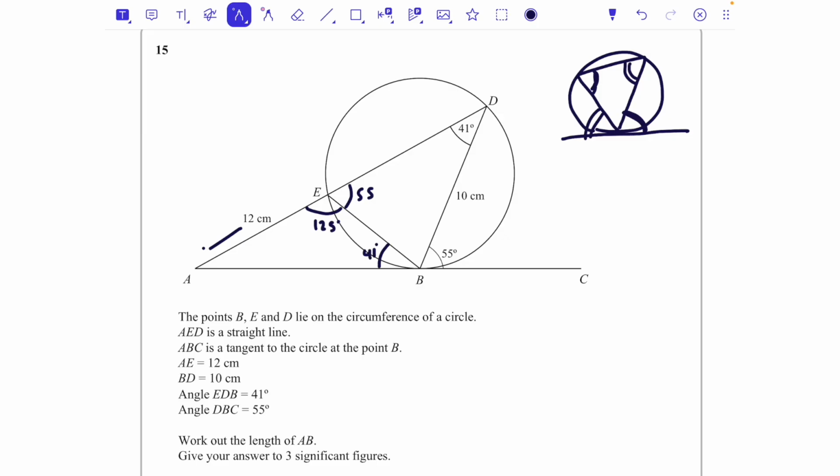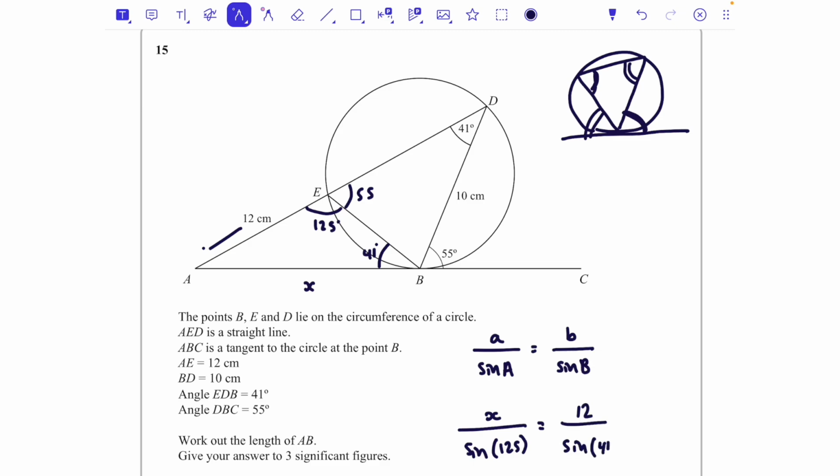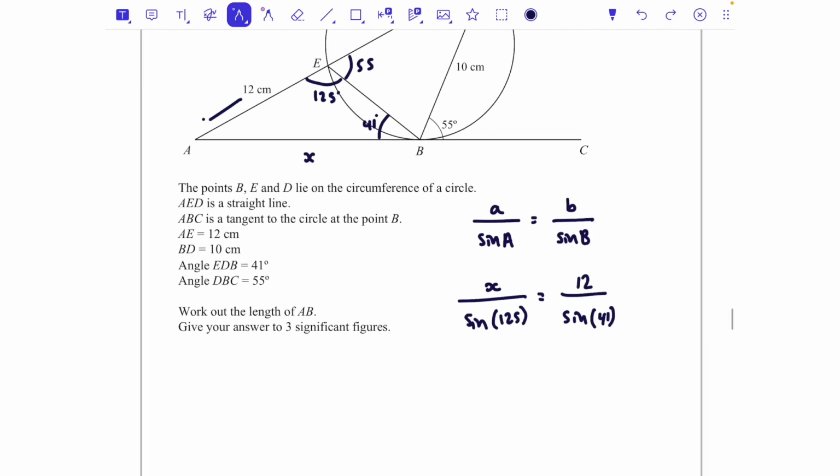Now, if we want this side here, we know that we want a side, so we're going to put sides on top. So a over sine A equals b over sine B. So x over sine 125 equals 12 over sine 41. With the sine rule, you have to keep them in pairs. So if they're opposite each other like that, they're going to be a pair. And so now to get x, we're going to multiply both sides by sine 125.